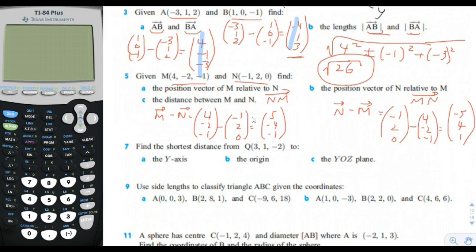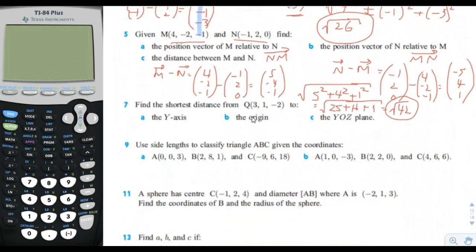Okay? And what about C? It says the distance between M and N. So we could take either one of these, and we take the square root of 5 squared plus 4 squared plus 1 squared, and that would be equal to square root of 25 plus 16 plus 1. Using the offline calculator I get square root of 42. Okay, so that would be the answer to part C.